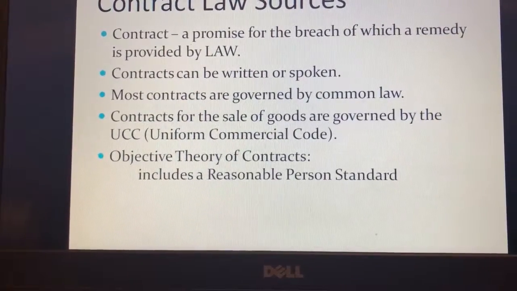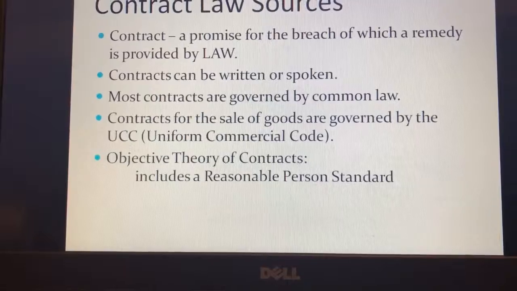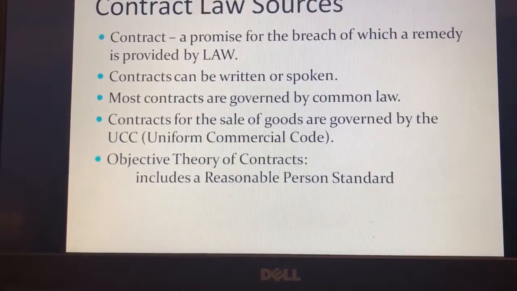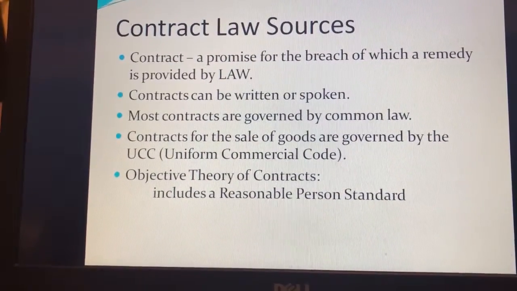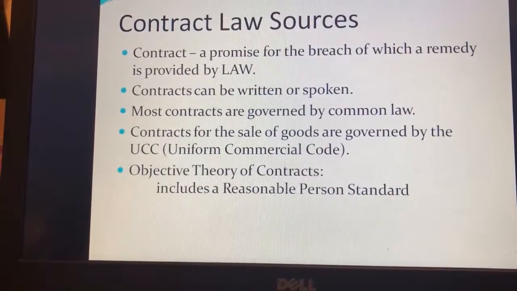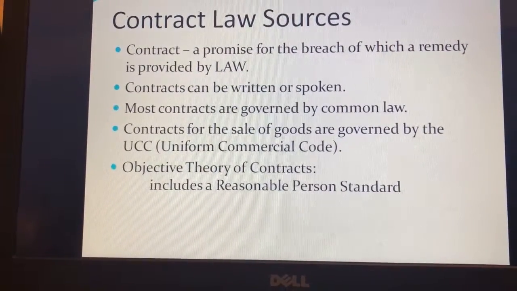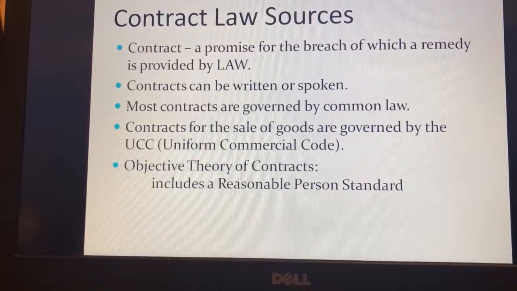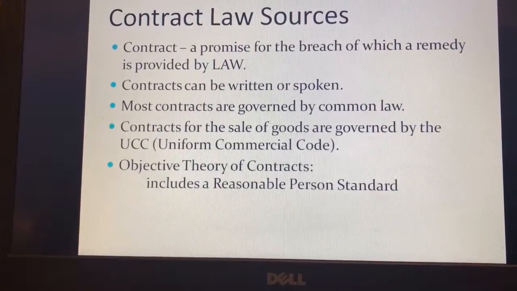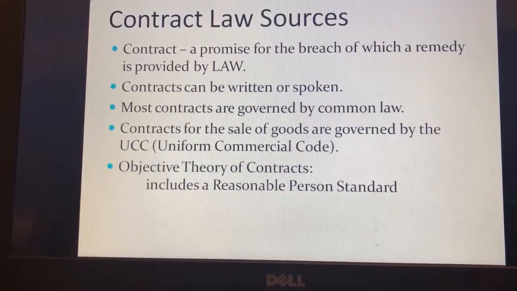The objective theory of contracts judges the terms of a contract at a reasonable person standard. Objective facts include what a party said while entering the contract, how the party acted or appeared, and the circumstances surrounding a transaction as well.